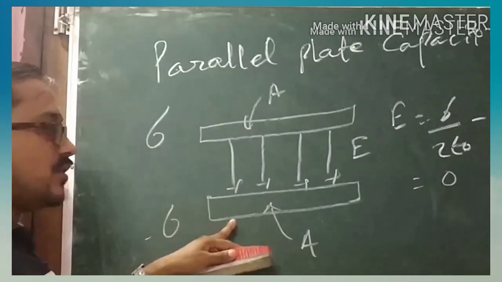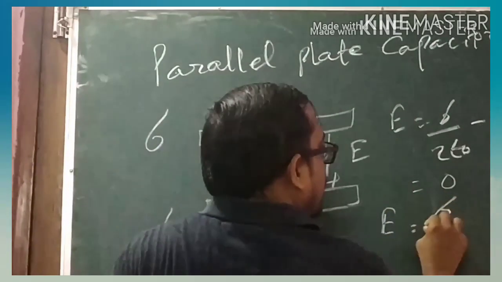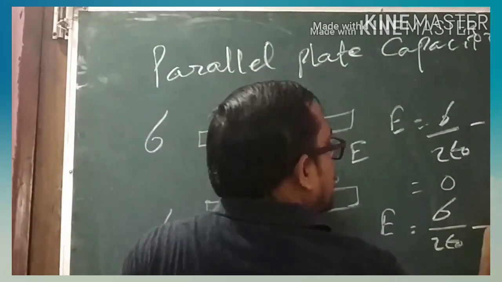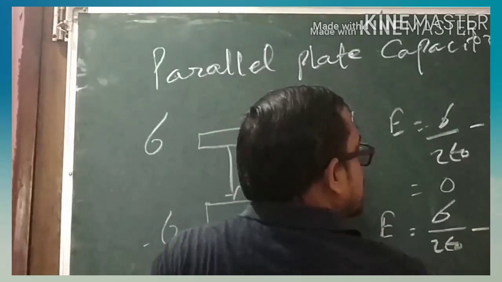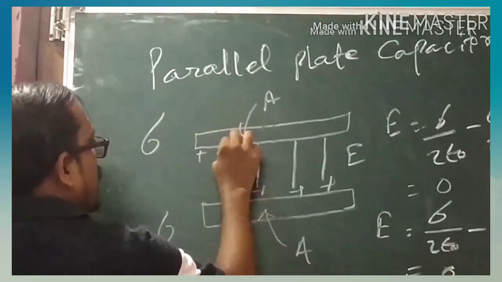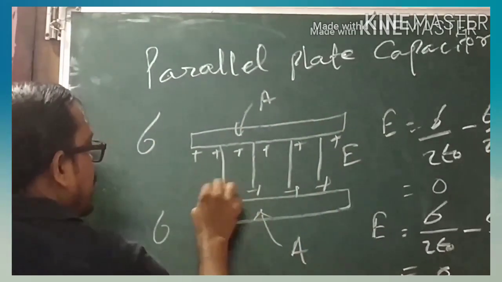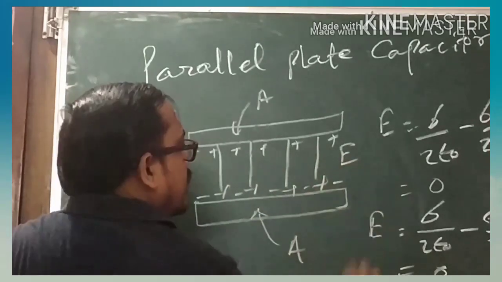Now for conductor 2 also, the net electric field will be equal to sigma by 2 epsilon 0 minus sigma by 2 epsilon 0, which will be equal to 0. But in this case, this is a positive charge, as we know, this is polarized by the electric field. Now this is negative charge.